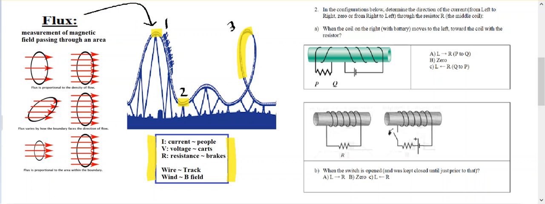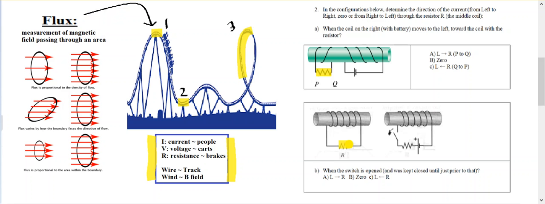Okay, now how does this all correlate? So let's try out a problem. It says, in the configurations below, determine the direction of the current, which is I, the movement of the people, from left to right, or from right to left through the resistor R, the middle coil. So remember, the points are the resistors, right? So it's asking, what is the current?